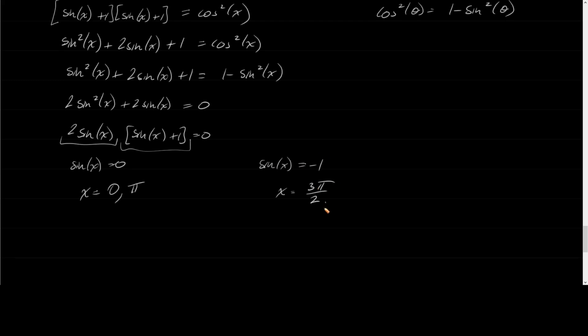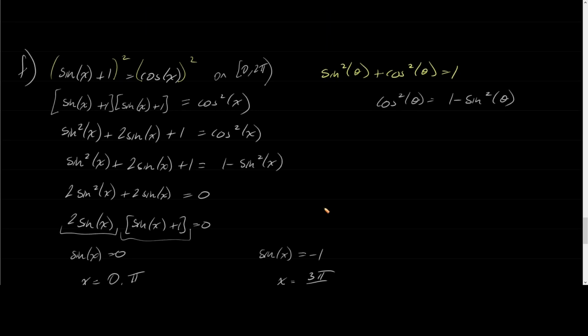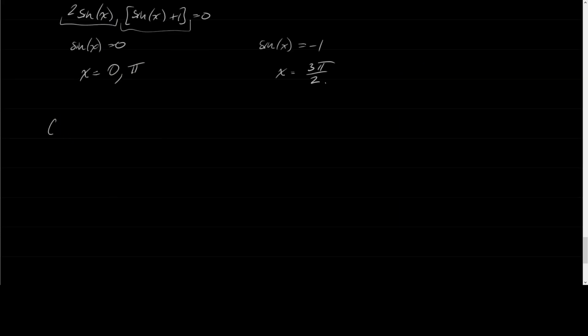But here's the thing. We need to check that all of these make sense. Why? Because the very first thing we did here was we squared both sides. Whenever you square both sides of an equation, or anytime you raise both sides to an even power, you have the possibility of extraneous solutions. So let's check with the original equation, which, I'll remind you, was sine of x plus 1 is equal to cosine x. So let's check our solutions.